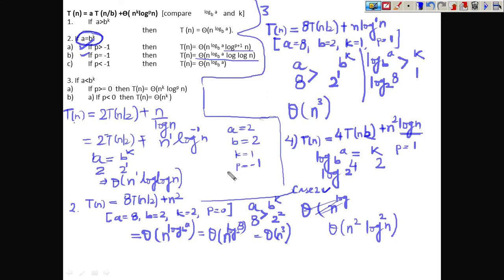Okay, so that's all. I think with the help of these numericals, you are able to understand how we can use the master theorem to directly find out the running time.